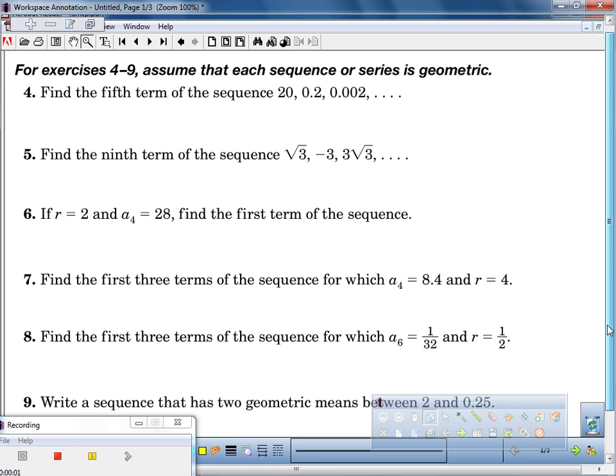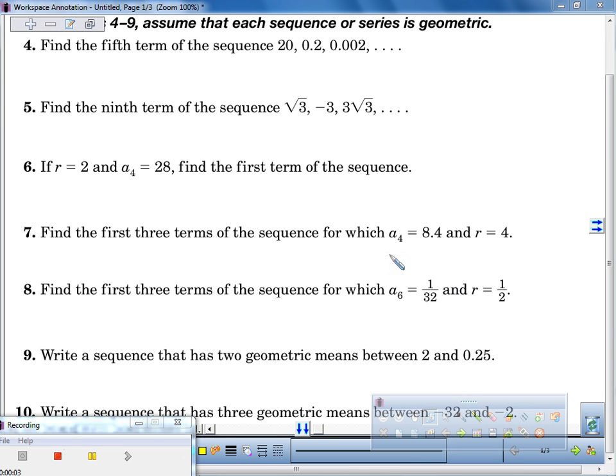Alright, here we're going to be looking at question 7. We're told to find the first three terms of the sequence. And we're given a sub 4 is equal to 8.4 and r is equal to 4. Okay, so what we're going to do first is find a1.